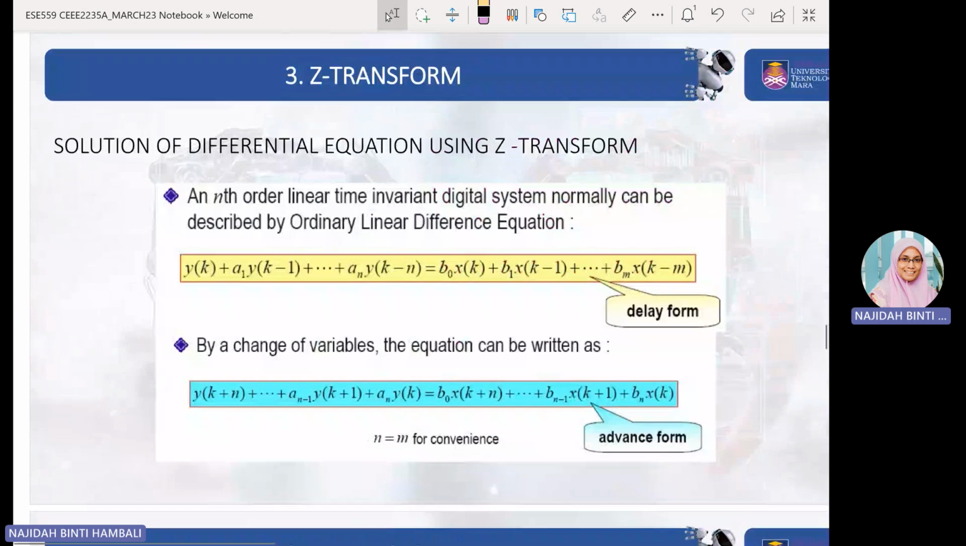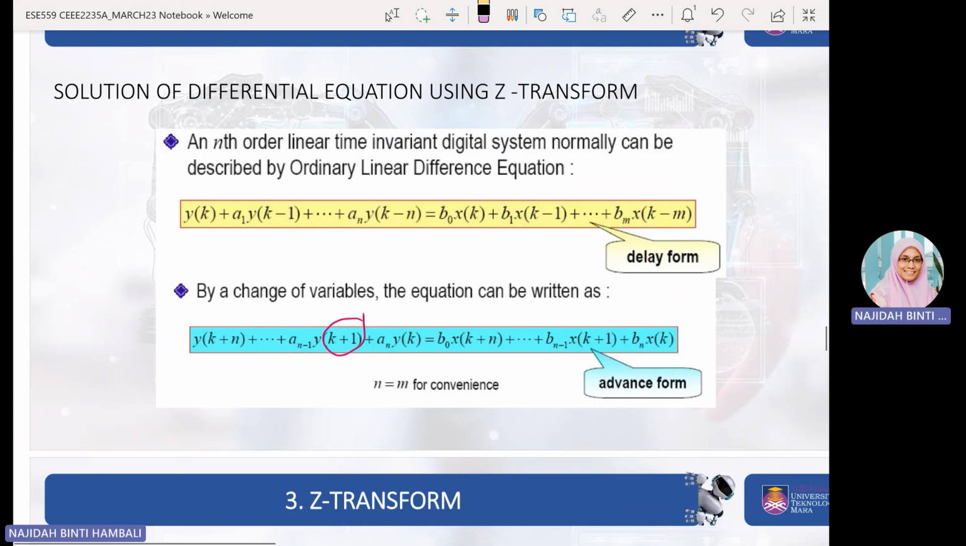Solution of differential equation ni, ini just for your knowledge. Kita tak tanya on differential equation. Kalau subjek yang saya sebut yang related to this one, digital signal processing, yang tu dia akan pakai equation ni. Kalau you notice nampak ni, shift to the left, shift to the right, ada K plus 1. Macam example hari tu kita buat kan. So delay form, advance form, shift to the left, shift to the right.